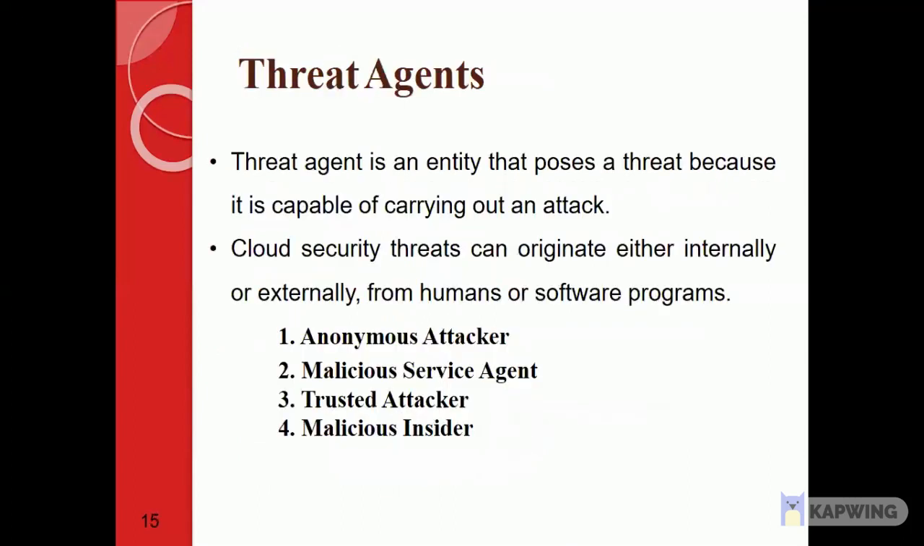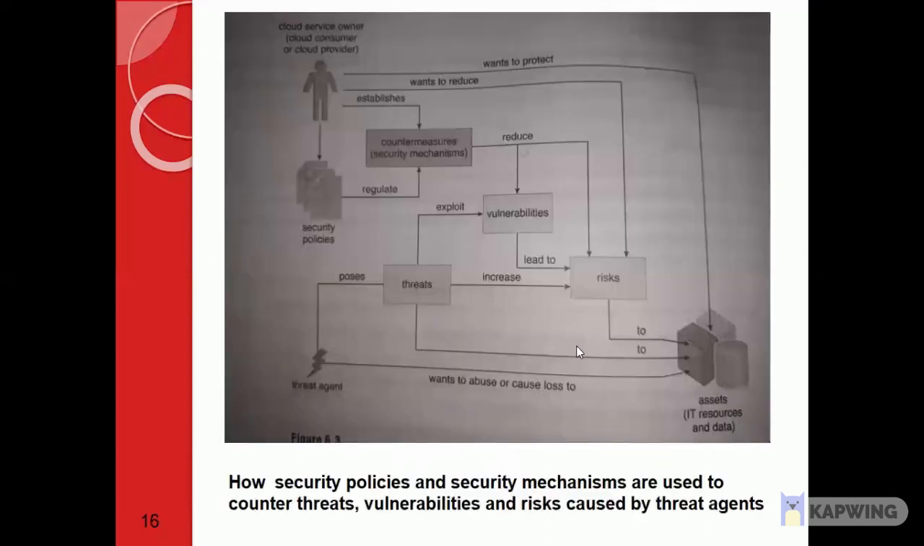Then what is a threat agent? A threat agent is an entity that poses a threat because it is capable of carrying out an attack. Cloud security threats can originate either internally or externally, from humans or software programs. Anonymous attackers, malicious service agents, trusted attackers, and malicious insiders are the types of attackers to the system or cloud.